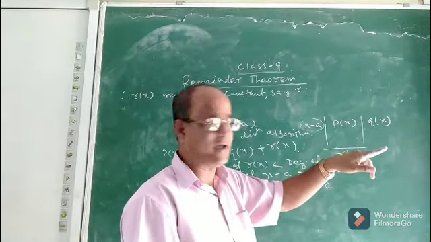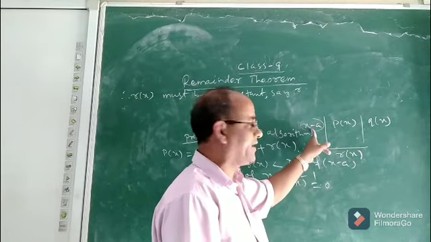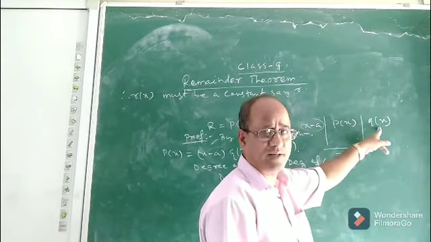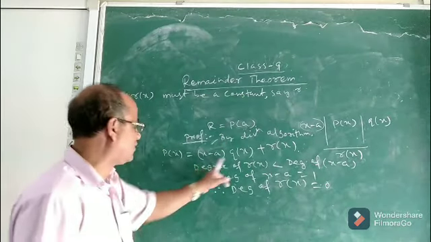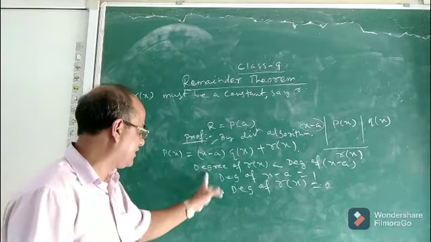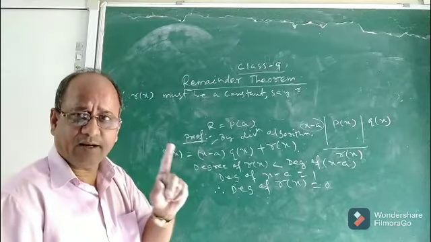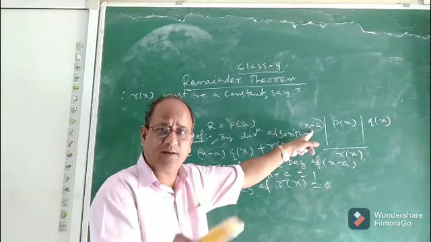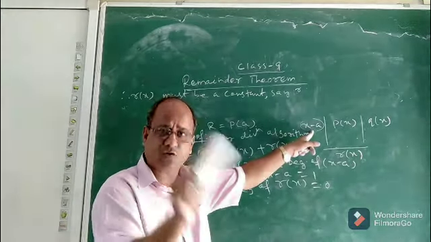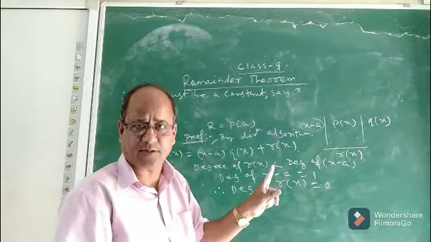Now to prove that, suppose P(x) divided by x minus a gives you quotient Q(x) and remainder R(x). Then by the division algorithm you will get this. We know that the degree of the remainder is always less than the degree of the divisor. Then only the division algorithm holds true. Otherwise, the division algorithm is not possible.